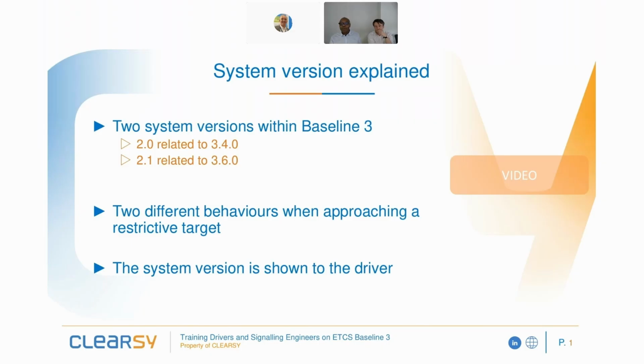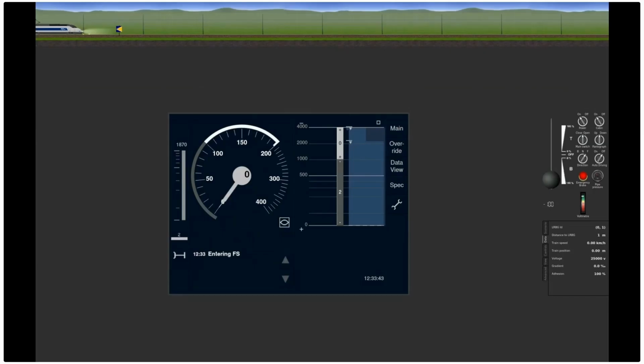This slide is for showing how the system version is managed. You have to know that 2 system versions are available within Baseline 3. We have system version 2.0 and system version 2.1. And for both versions, there is different behavior when approaching a restrictive target. It is not obvious to see immediately in which system version the ETCS on board is operating.